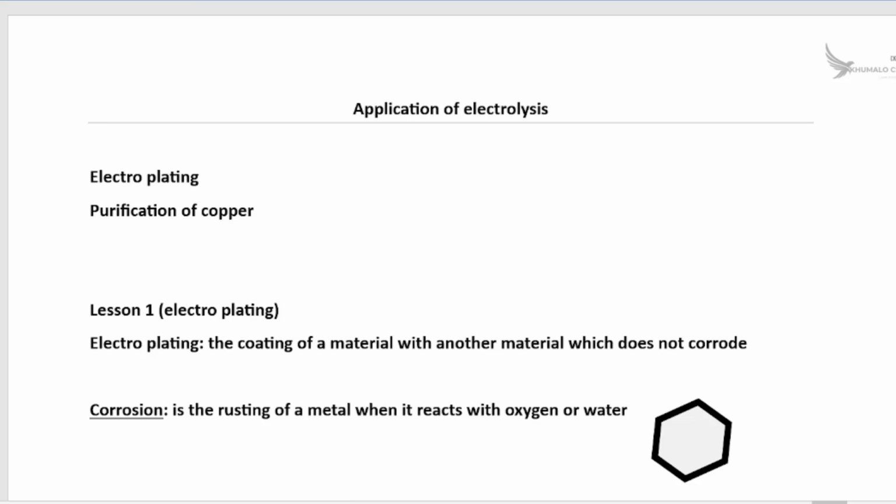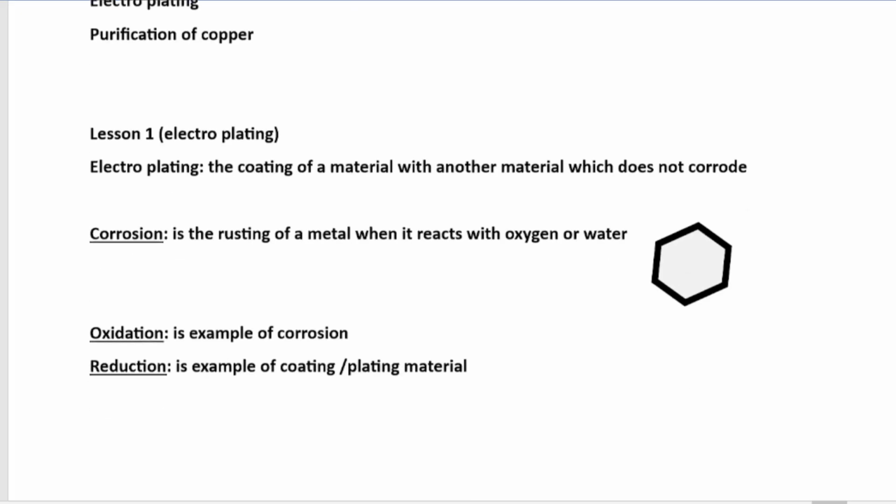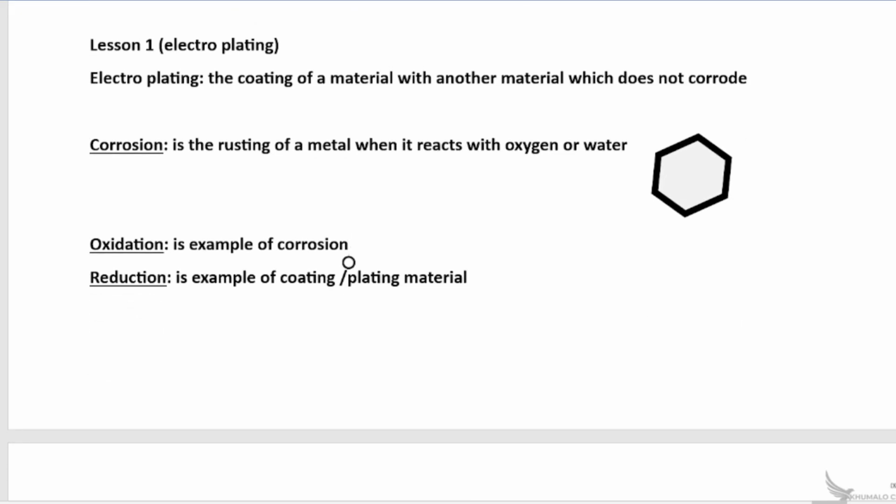Electroplating is the coating of a material with another material which does not corrode. Corrosion is the rusting of a metal when it reacts with oxygen or water. Oxidation is an example of corrosion. Reduction is an example of coating or plating material.